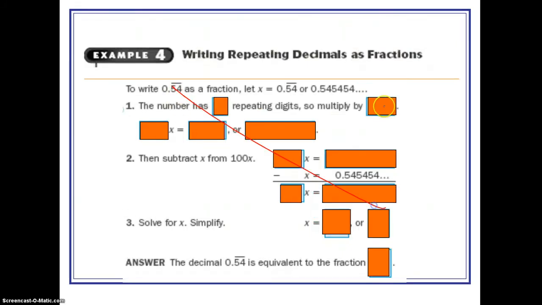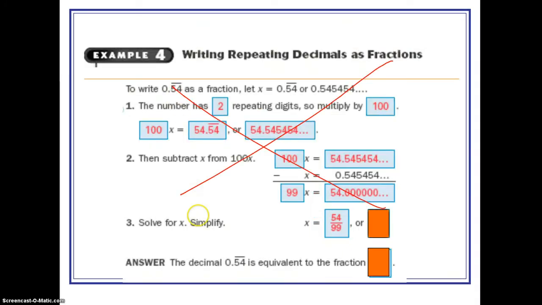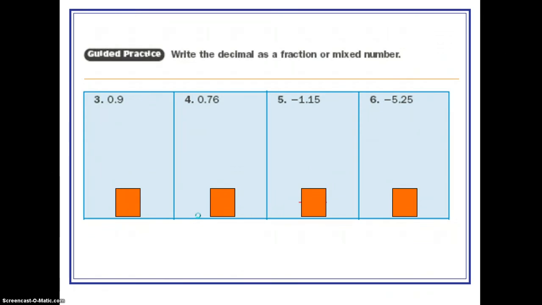We're going to skip example 4. I want you to try 3 through 6 right now. Remember to write them as a fraction. You need to say them correctly. Number 3, this is 9 over, and this is the tenths place. It does not simplify, so that's your answer.